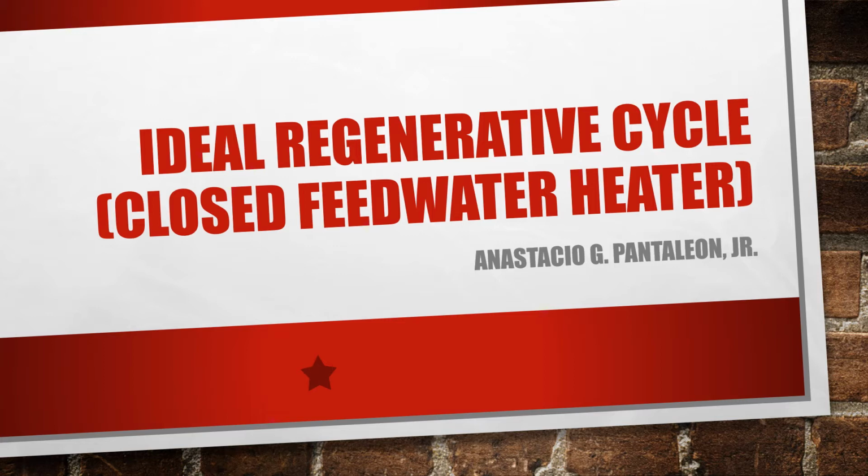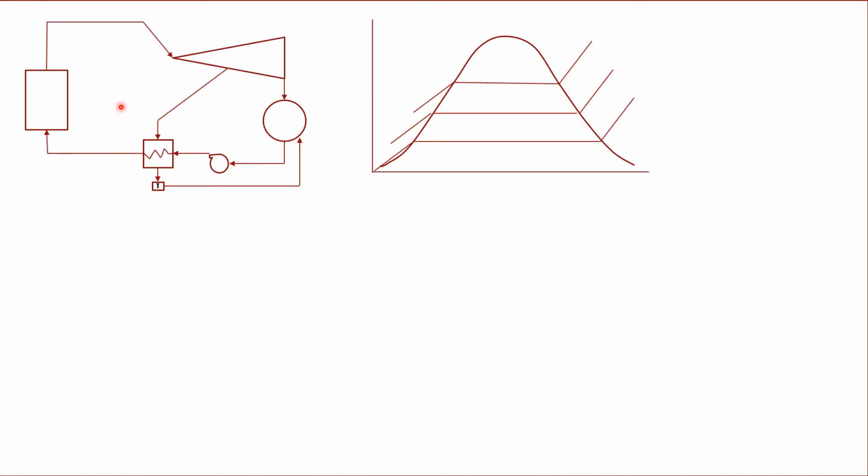In this video, we will be discussing the regenerative cycle, the closed feed water heater. There are two setups of this regenerative process, the closed feed water heater. The first setup has the components of a turbine, the steam generator, the condenser, the pump, the closed feed water heater, and the trap. So let's begin.